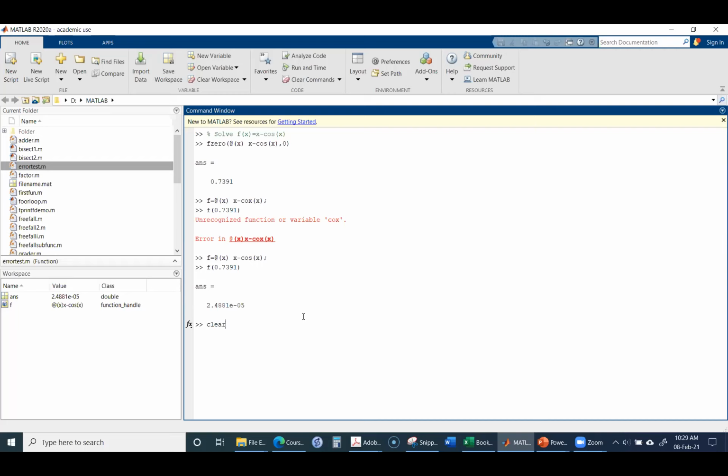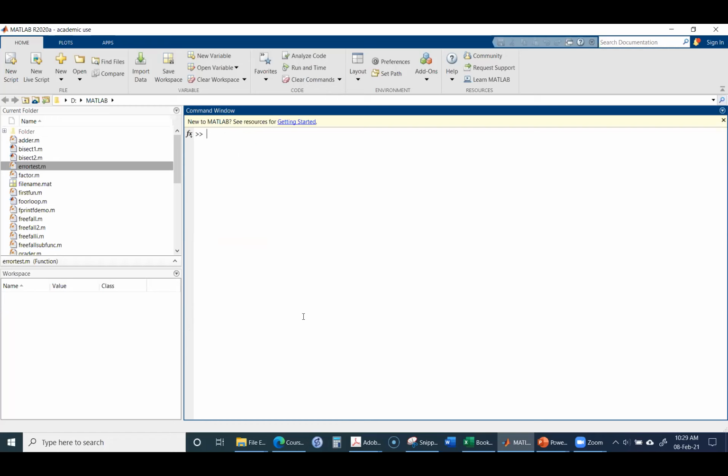Let's do one more example. Maybe I clear with clc. This time, solve x to the power 10 minus 1. If I have this equation, f of x is equal to x to the power 10 minus 1.